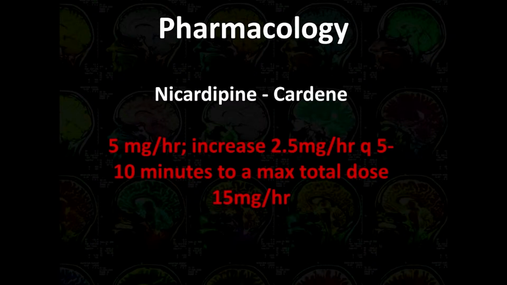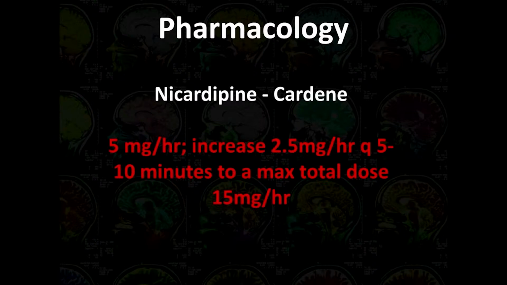I think the best medication is nicardipine, or Cardene. Great drug, used a lot in stroke and hemorrhagic ischemic stroke settings. Start with 5 milligrams an hour, increase it by 2.5 milligrams per hour every 5 to 10 minutes to a max dose of 15 milligrams per hour.